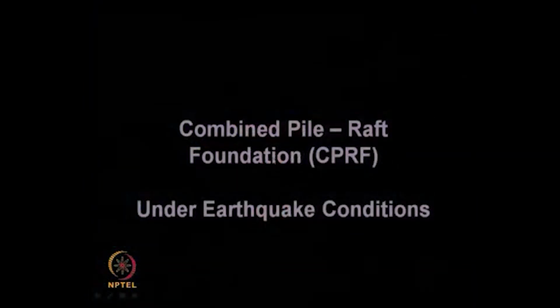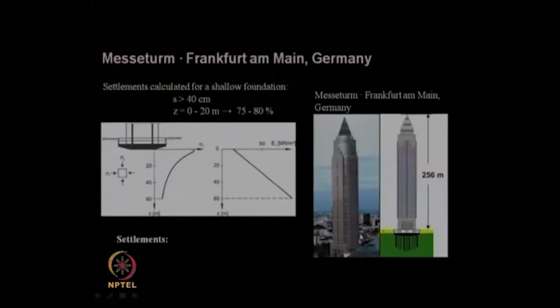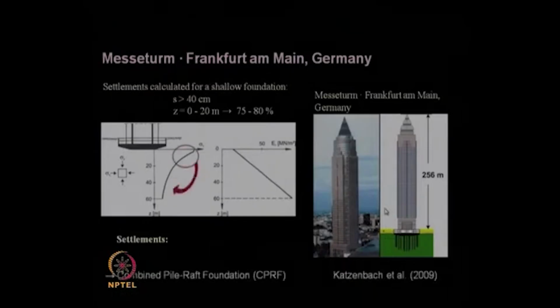Now, let us do a quick recap of what we learned in our previous lecture. This is the combined pile raft foundation, CPRF, under earthquake conditions, that we were discussing. We have already learnt what a combined pile raft foundation is. There are several examples in practice, like the Messerturm Tower in Frankfurt am Main in Germany. Why we go for combined pile raft foundation instead of only raft or only piles has also been discussed earlier, and the extensive research work carried out by Professor Katzenbach of Technical University Darmstadt in Germany was mentioned.